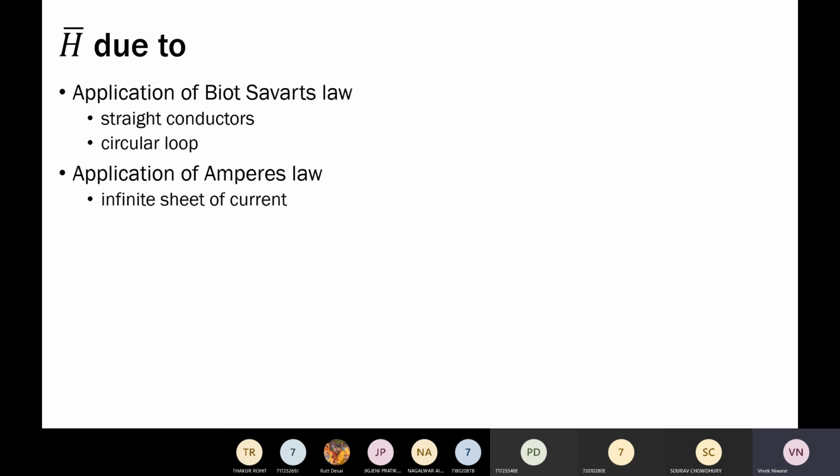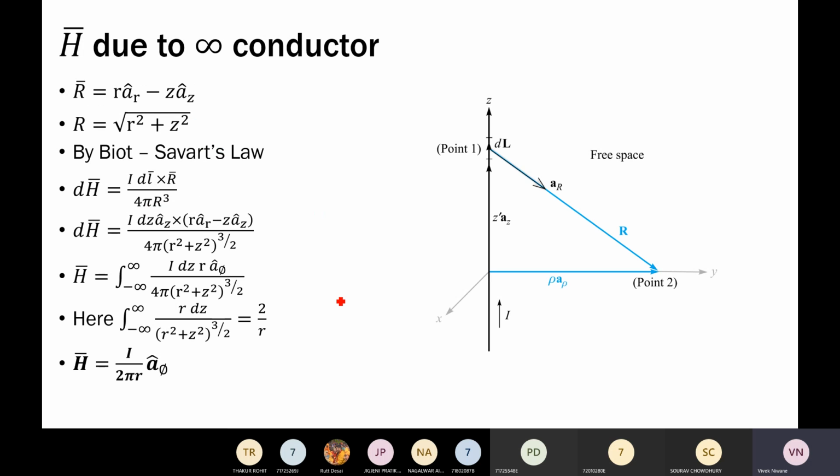Then we went on to apply the Biot-Savart's law to get the magnetic field intensity due to a straight conductor, and second, a circular loop. Then we are going to study Ampere's law, where we will apply it to an infinite sheet of current, and we will try to get the expression of magnetic flux density. Okay, we have seen the first derivation about magnetic field intensity due to an infinite conductor.